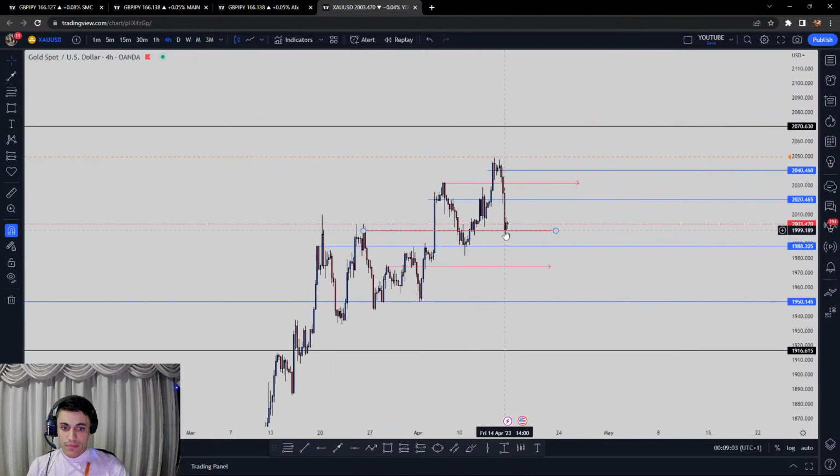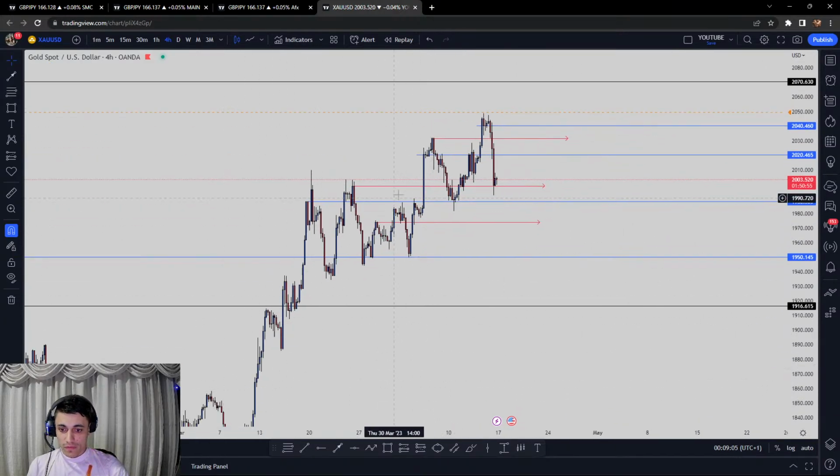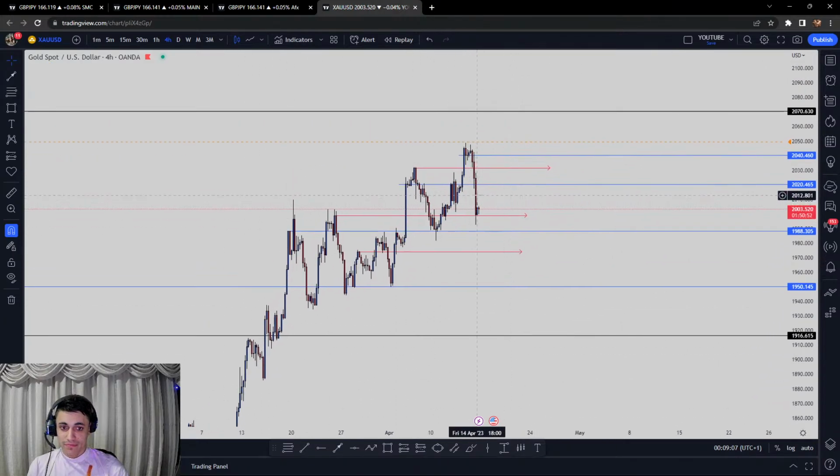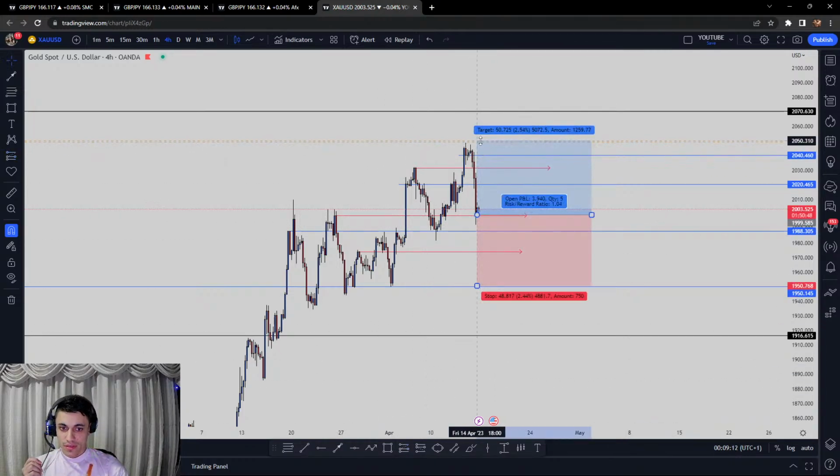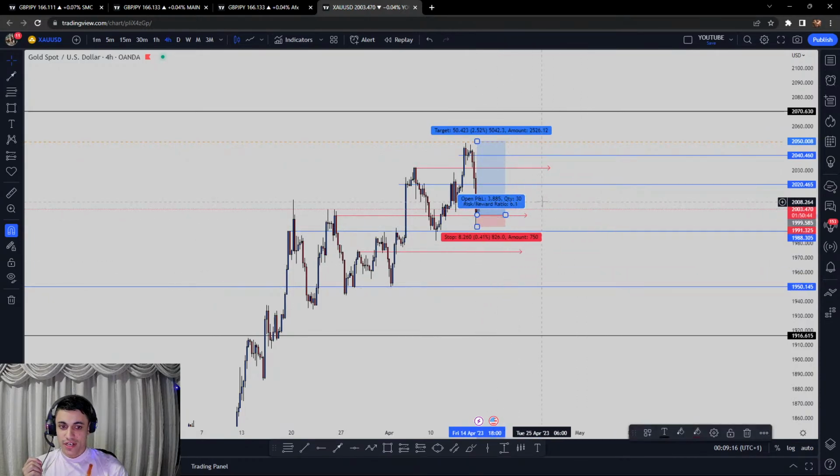I mean, this would have been a beautiful entry. Look how, I mean, we are bullish, right? Imagine you take a trade from this support to target these highs. Beautiful 1 to 6 trade.